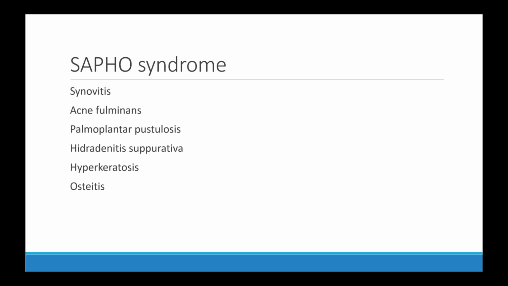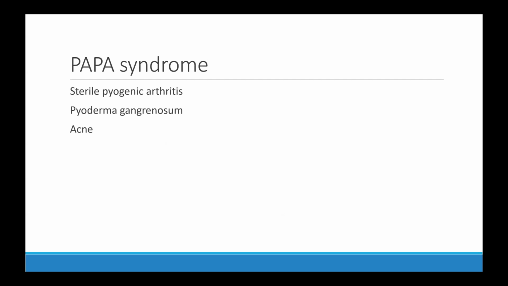SAPHO syndrome refers to synovitis, acne fulminans, palmoplantar pustulosis, hidradenitis suppurativa, hyperostosis, as well as osteitis. While PAPA syndrome refers to sterile pyogenic arthritis with pyoderma gangrenosum and acne.